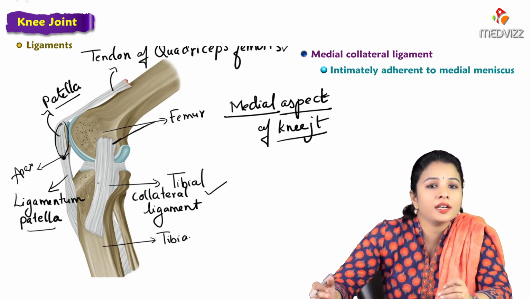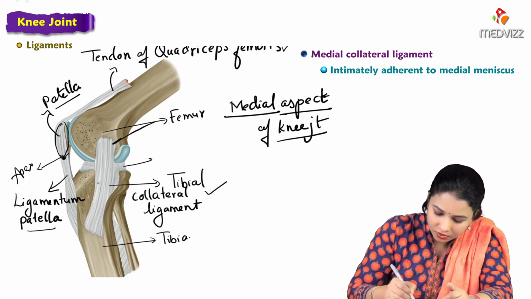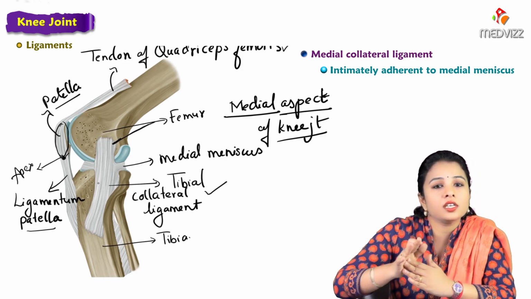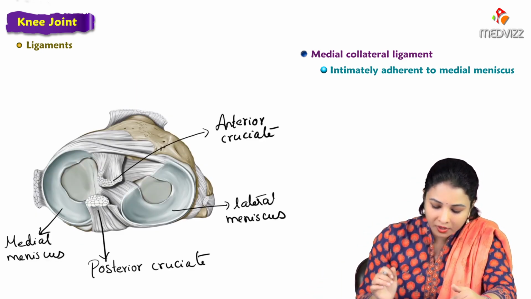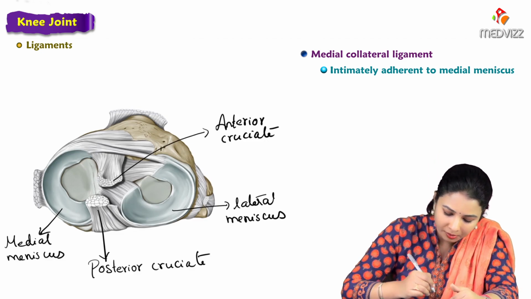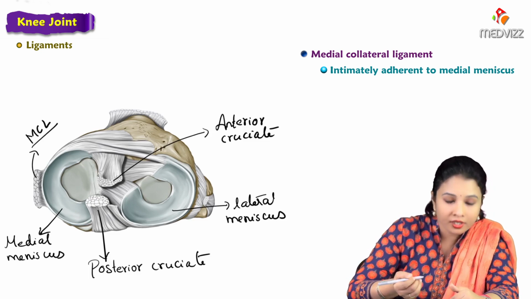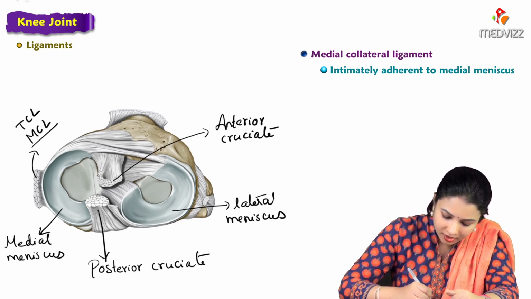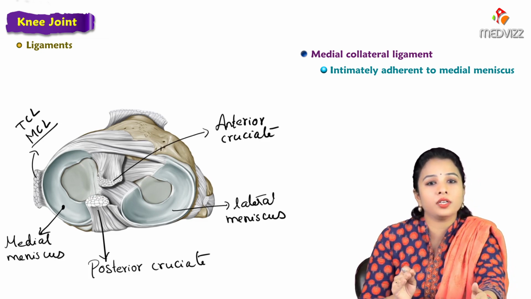It is intimately adherent to the medial meniscus. So it is closely associated with the medial meniscus. So in cut section from above, this is the superior surface, or superior aspect, of tibia. This is the medial collateral ligament, otherwise called tibial collateral ligament, and we can see the medial meniscus here. This is the medial meniscus, which is in close association with the medial collateral ligament.